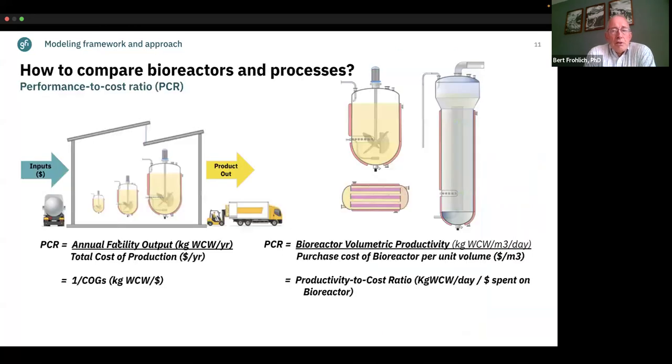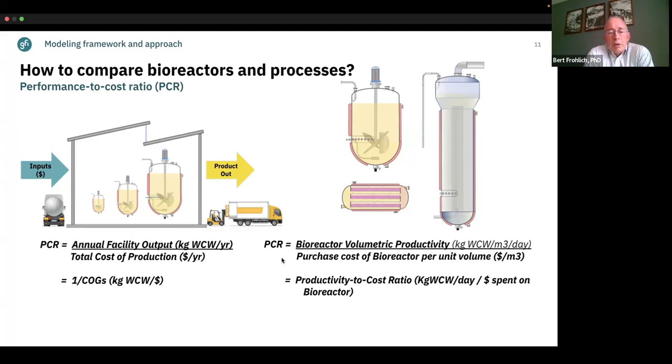Because TEAs are all about economics, we have defined this optimization parameter that we call performance to cost ratio. And you can define the PCR for any level in an operation. On the left side here, this picture denotes an entire facility, where you look at the total output from that facility compared to the total number of dollars in, and that would include the capital requirement as well as raw materials. So essentially, the PCR is an inverse COGS, right, in terms of kilogram per dollar.